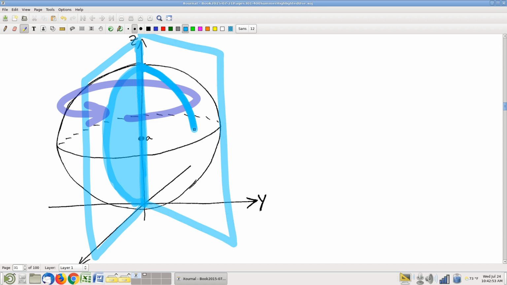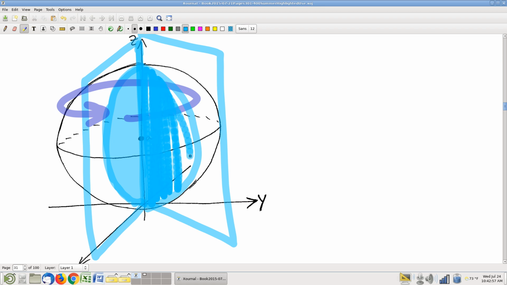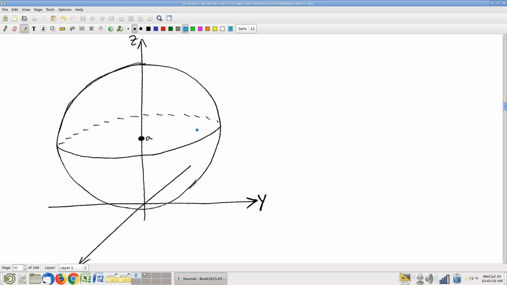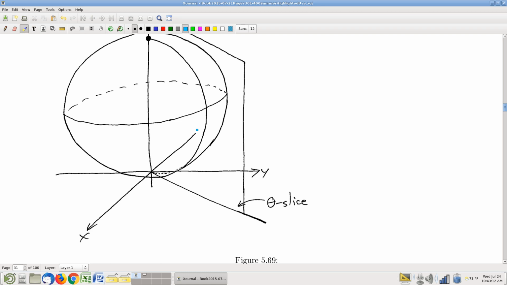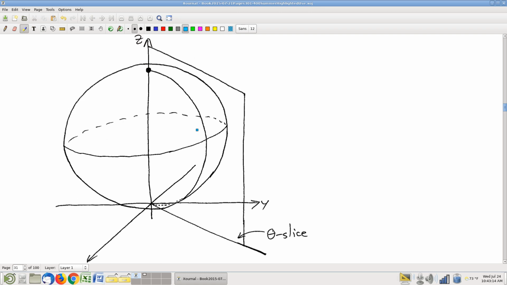So you're going to keep getting slices for every value of theta. Right, you're going to get these kinds of slices. 0 to 2 pi. Everybody see that? Okay, so that's one of our bounds. There it is. There's what one of our slices looks like.